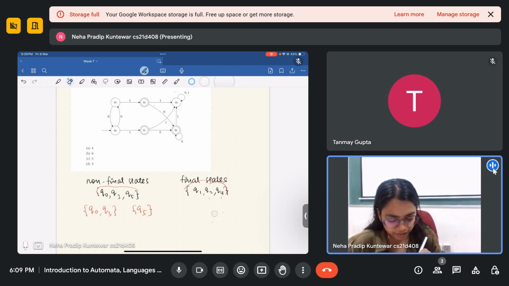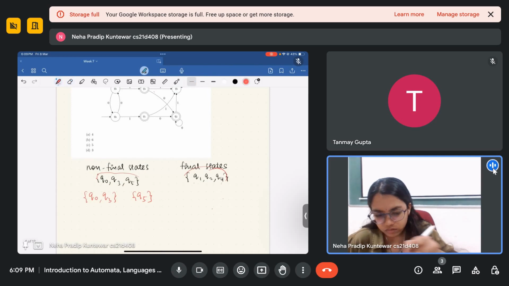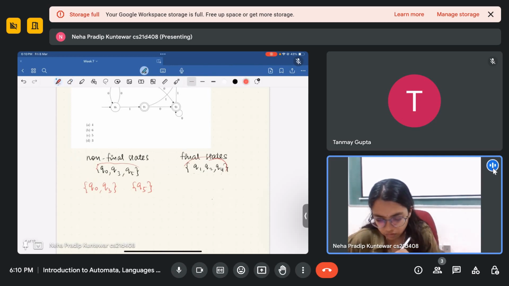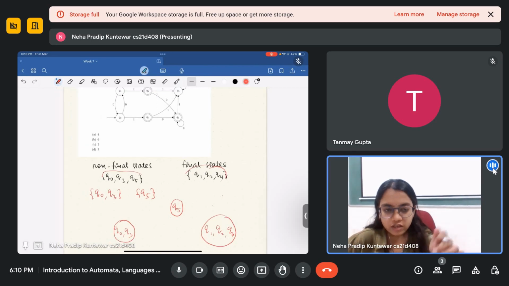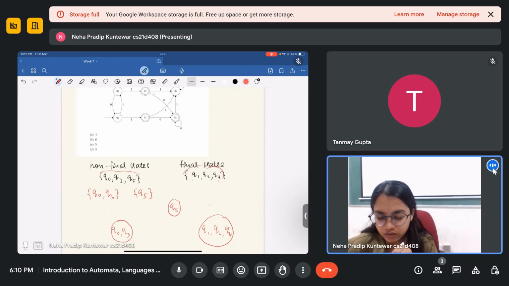So what does it look like? Let's draw the figure. So you have one state which is Q0, Q3. Then you have one state which is Q5, and the other which is Q1, Q2, Q4. Okay, so what should be the start state? Whichever state contains your Q0, because Q0 is the initial state in the given diagram. So the set which has Q0, which in this case is Q0, Q3, should be the start state.